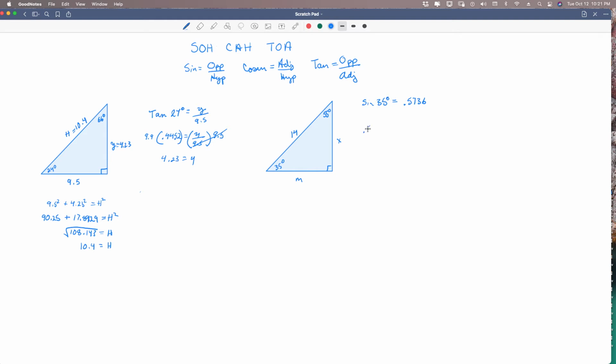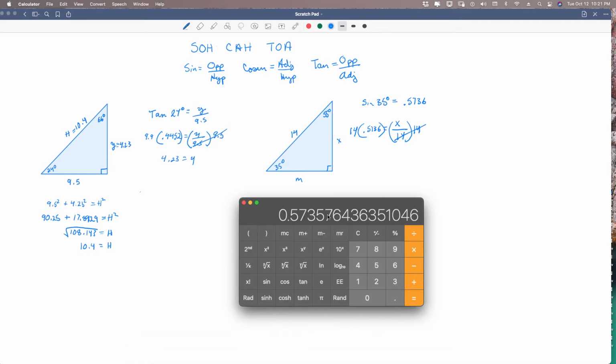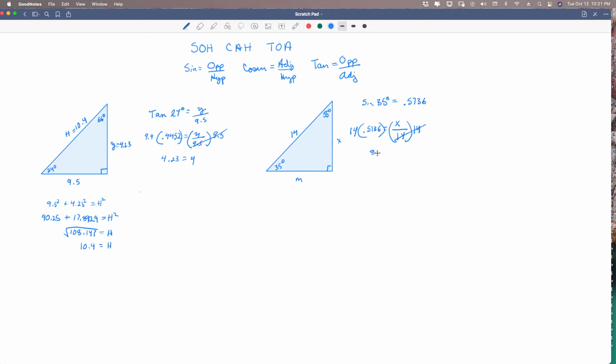Okay, so 0.5736 equals, because this is sine, we want the opposite, that's x, over the hypotenuse, which is 14. Now I multiply both sides by 14, so this will cancel. I pull my calculator back up. So this was this, and now I'm just going to multiply that by 14. 8.03. So 8.03 is equal to x.